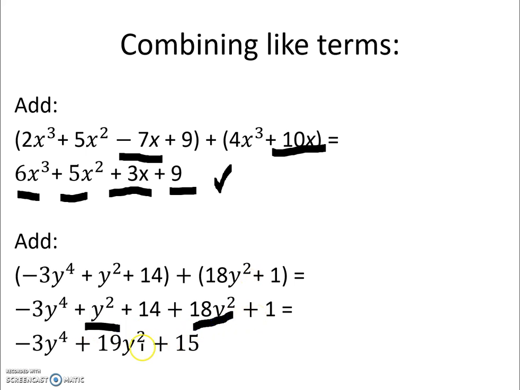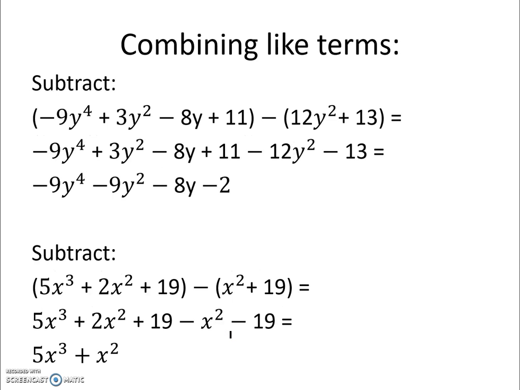They're both y squared, and we get plus 19y squared. Then we have 14 and 1, and when we add those, we end up with plus 15. So our answer is a negative 3y to the fourth plus 19y squared plus 15.